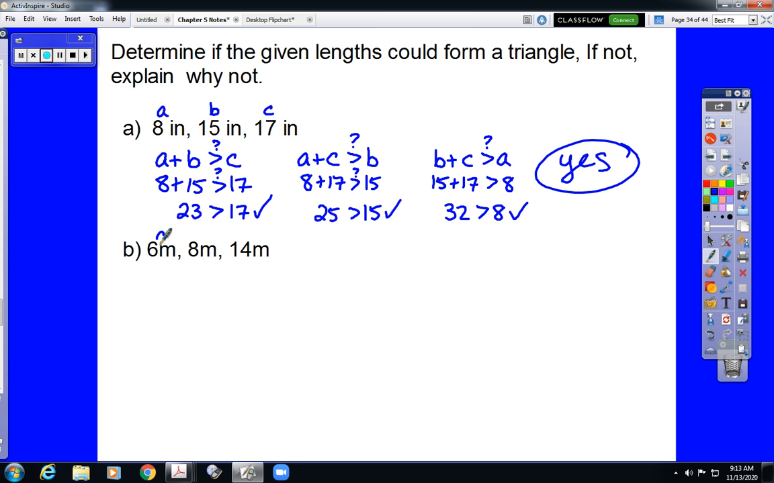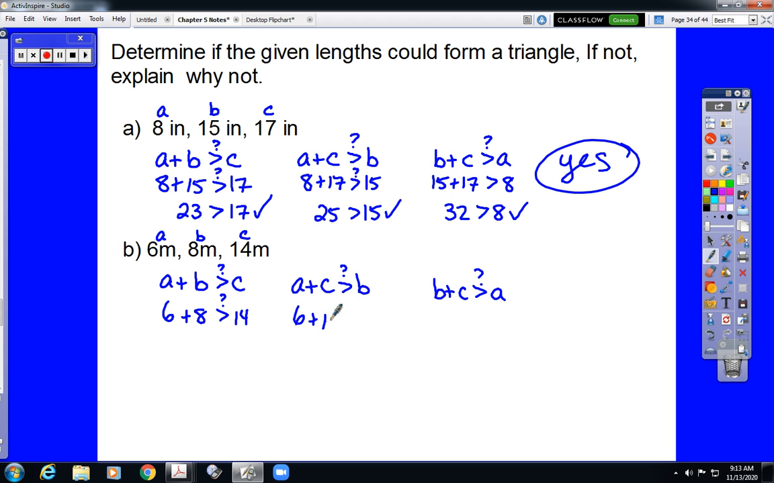So we have three side lengths again, A, B, and C. Again, we need to go in and we need to check to make sure that all three possible combinations of sides are greater than the third side. We're checking the triangle inequality. So 6 plus 8 has to be greater than 14. 6 plus 14 has to be greater than 8, and 8 plus 14 has to be greater than 6.